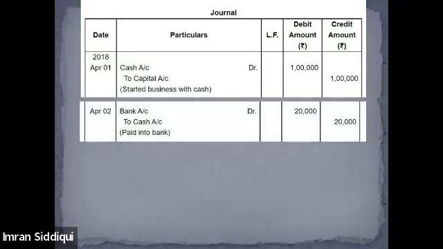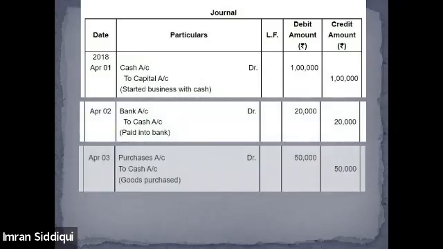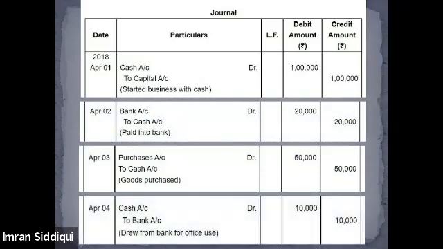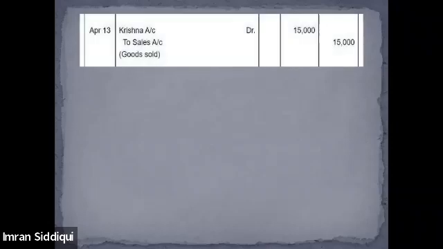Ritika, tell me the next entry. Sir, purchases account to cash account. Purchases to cash. Good. Next entry, Manisha. So cash account debit to bank account. Good job. Ritika, next entry. Krishna account to sales account. That is right. Manisha, next one. Purchase account debit to Sham account.